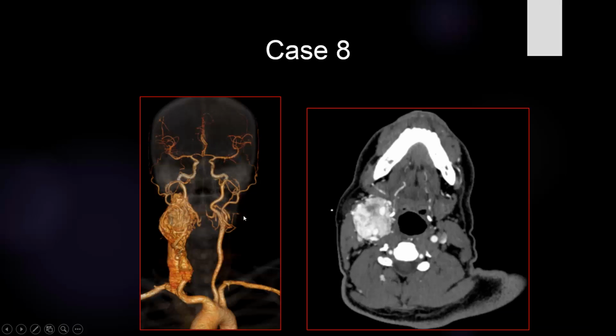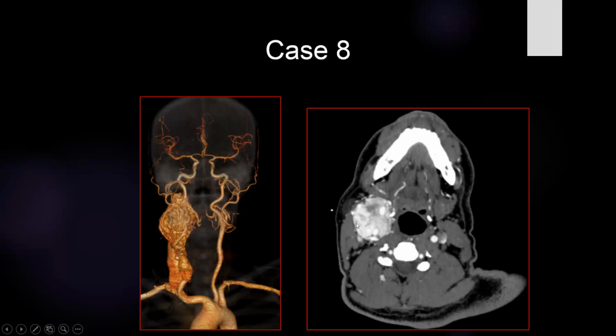Case number 8, there is an intensely enhancing hypervascular lesion involving the carotid space region. As we see here, this is a hypervascular lesion showing multiple dilated tortuous hypertrophied arterial feeders with intense enhancement, with a characteristic displacement or widening of the carotid bifurcation. This is the external carotid artery and this is the internal carotid artery. There is a widening of the distance between both arteries.